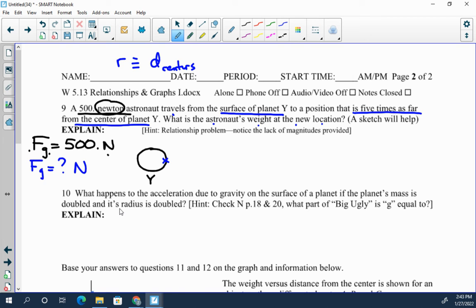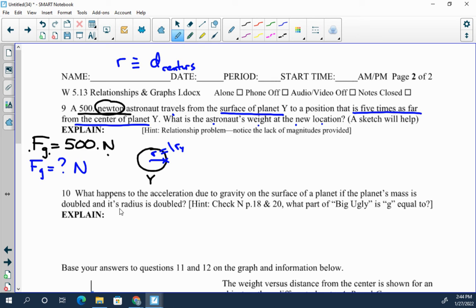Hold on, you're going too fast. We're not at the 5 yet. We're starting out at the surface. What is the R at the surface? R is the distance between centers. What is the R when you are on the surface? It's one radius. We don't know the value because nobody told you planet Y's radius. But for this one, R is one radius of planet Y.